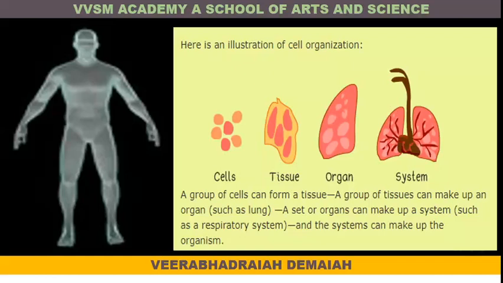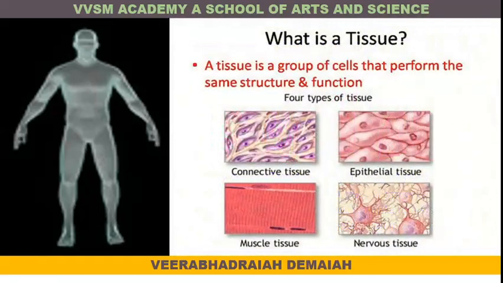A group of cells can form a tissue. As I told you already, let us discuss what a tissue is. A tissue is a group of cells that perform the same structure and function. The four basic types of tissues are connective tissue, epithelial tissue, muscle tissue, and nervous tissue.